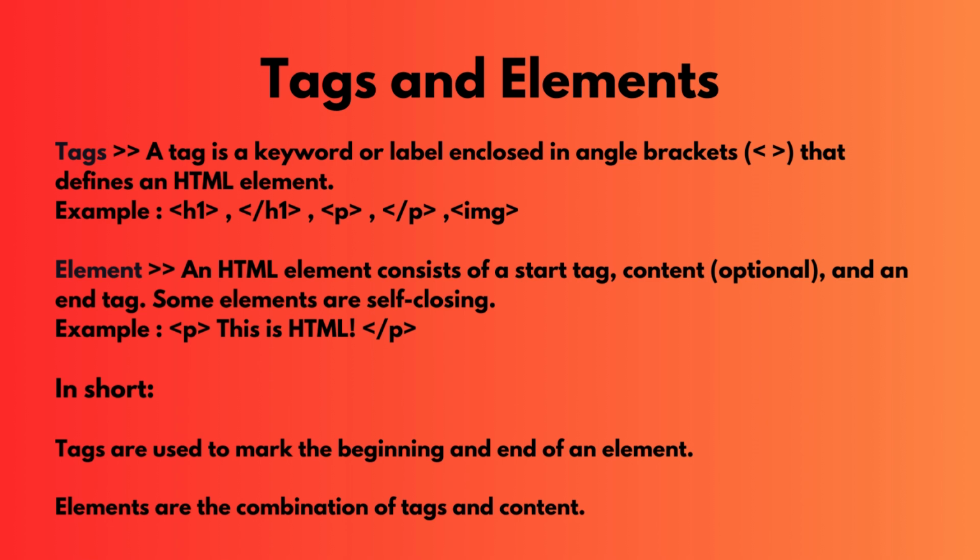Meanwhile, when we put both of them together along with the content in between, it will be considered as an element. For example, an opening paragraph tag, then the content of the paragraph, and at last the closing paragraph tag. These three parts together will be considered as an element. Now, let's look at the basic example of an HTML document.